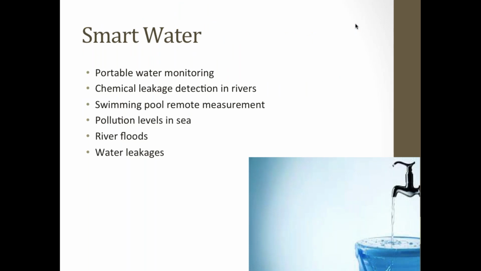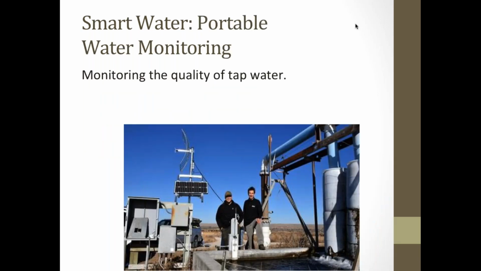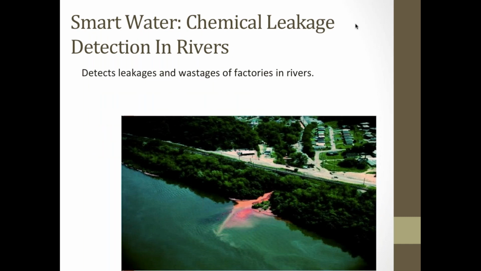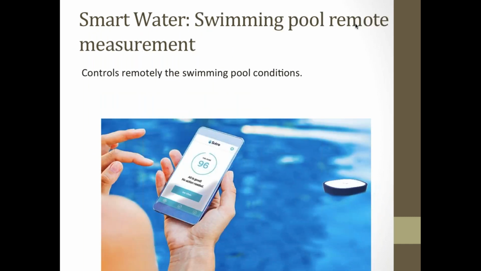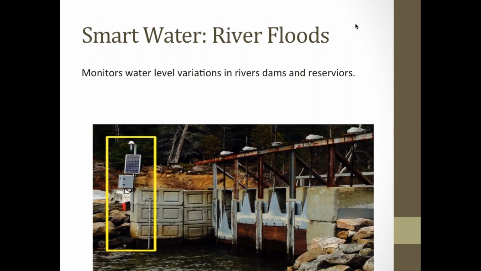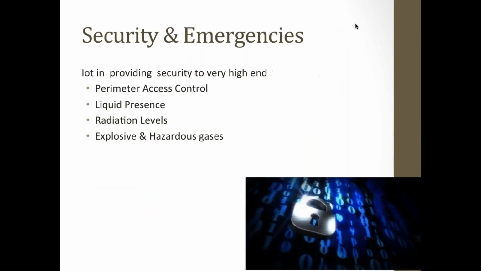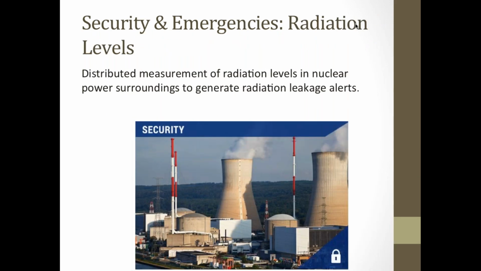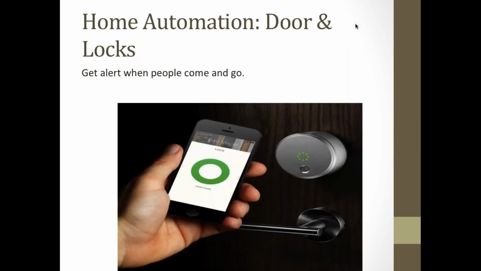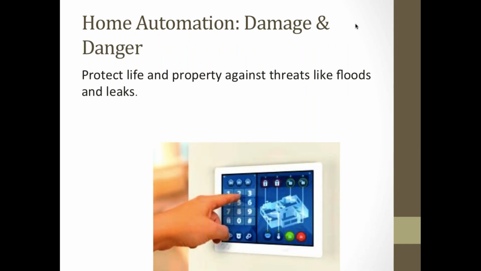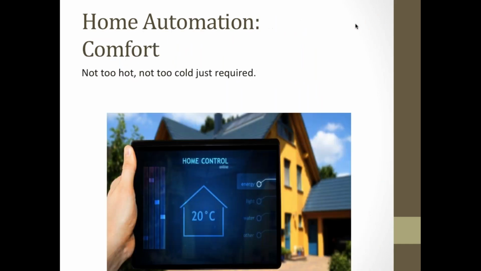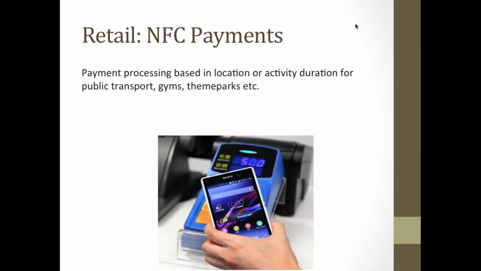You know that in India, for Ganga water also, the Indian government is going to be mega smart. They're going to invest more than 3,000 crore for Ganga water clearance. Smart water: potable water monitoring, chemical leakages in the rivers, smart swimming pool measurements, pollution levels, and river floods, water leakages. For security also, we can make things smart: radiation levels, home automation, door locks, light switches, damage dangers, motion cameras, comfort, retail industries.